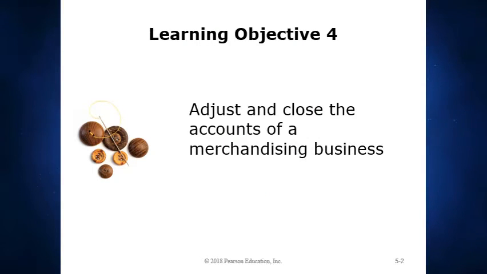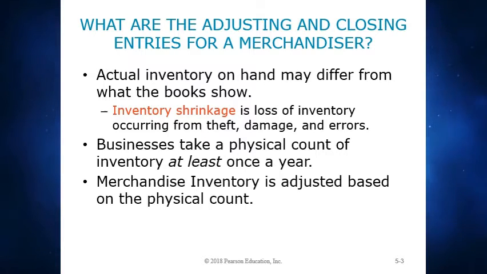The first learning objective that we're going to cover with this second part of Chapter 5 is that we are going to adjust and close the accounts of a merchandising business. You will notice that this will be very, very similar to that of a service business, but there will be some differences that we will make note of. What are the adjusting and closing entries that we have to make for a merchandiser that we don't necessarily have to do for a service business?